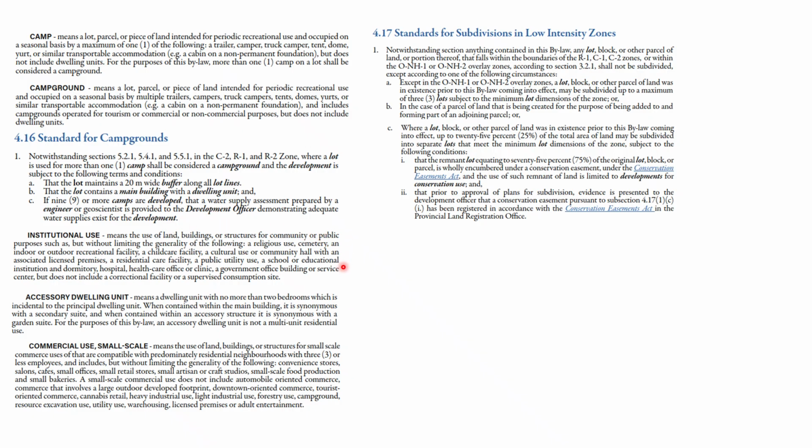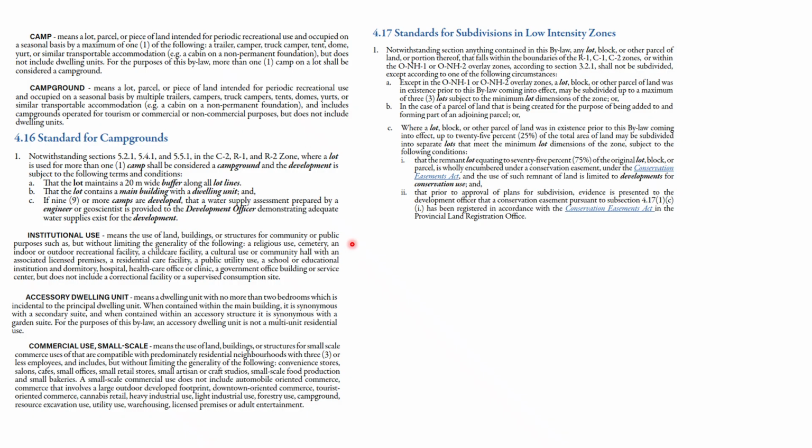Some other definitions relevant to this zone: institutional use is the use of land, buildings, or structures for community or public purposes, such as, but without limiting the generality of the following: a religious use, cemetery, an indoor or outdoor recreational facility, a child care facility, a cultural use or community hall with an associated licensed premise, a residential care facility, a public utility use, a school or educational institution and dormitory, hospital, healthcare office or clinic, a government office, building, or service center, but does not include a correctional facility or a supervised consumption site.